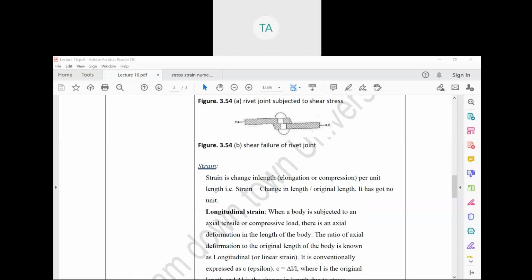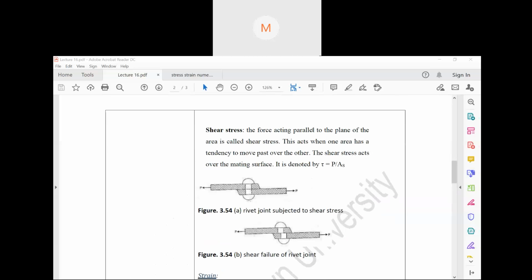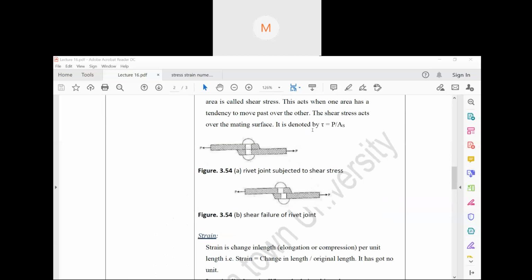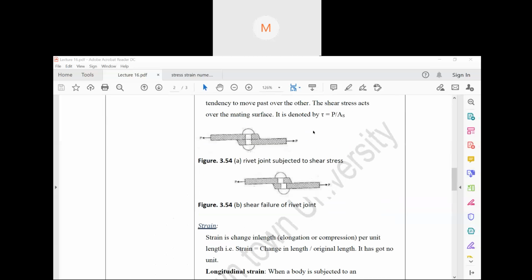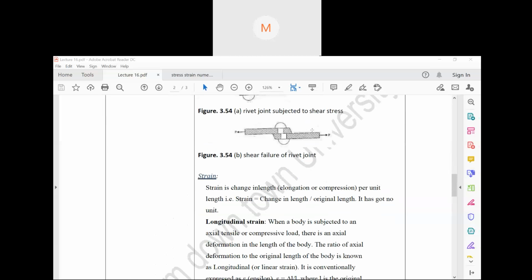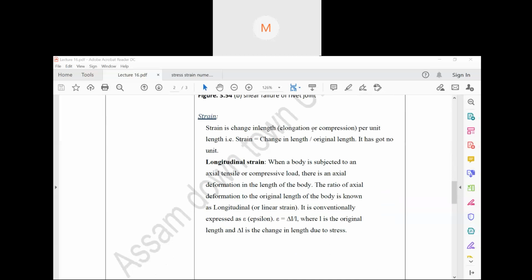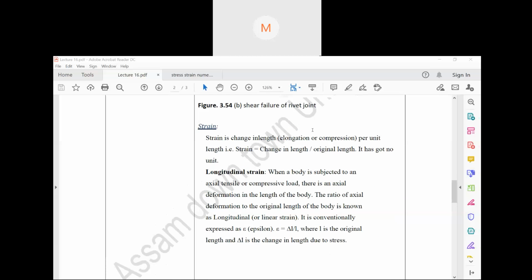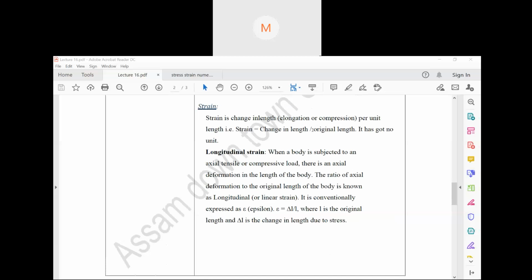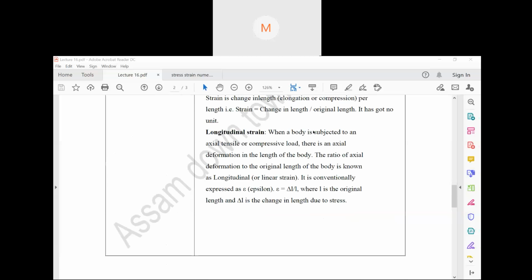Okay. So now what was stress? Stress was defined by what? Force acting per unit area. Yes or no? And strain means what? Change in length by original length, right? So change in length by original length and force applied per unit area. These are the two basic principles.